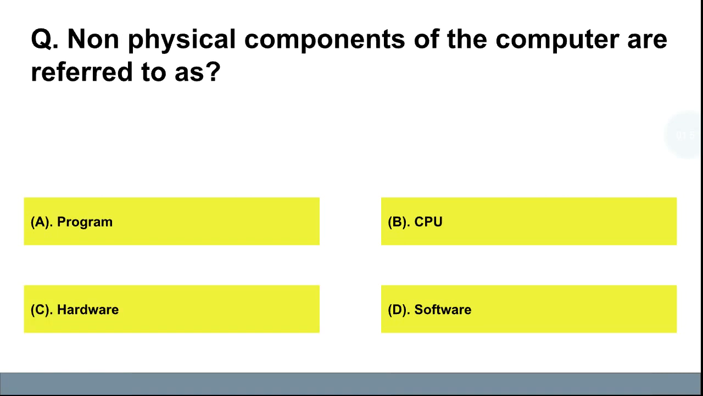Next question: non-components. Option A, program, option B, CPU, option C, hardware, and option D, software. And the correct answer is option D, that is software.